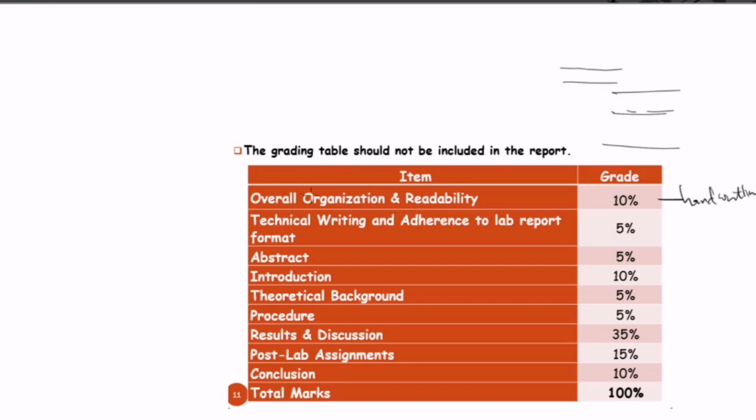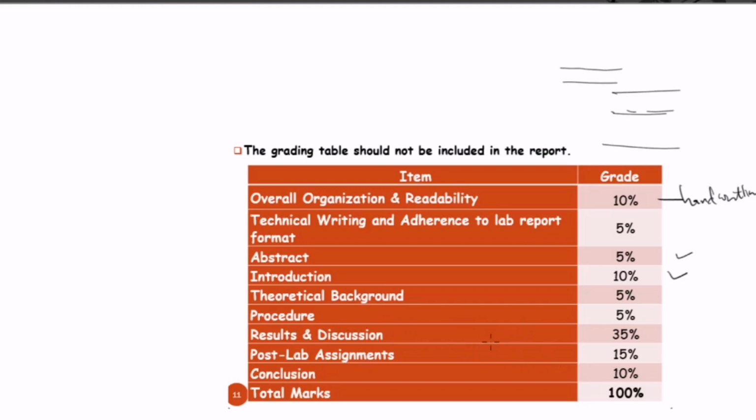So overall organization and readability, technical writing and adherence to lab report format. Abstract is 5 marks. Introduction is 5 marks. The cover page itself is 10 marks. Then we come to theoretical background, which is 5 marks. We come to procedures, and please, with the procedures, include the precautions, and it should be in the past tense. Then we come to result and discussion, 35 marks. Post lab assignment, 15 marks.